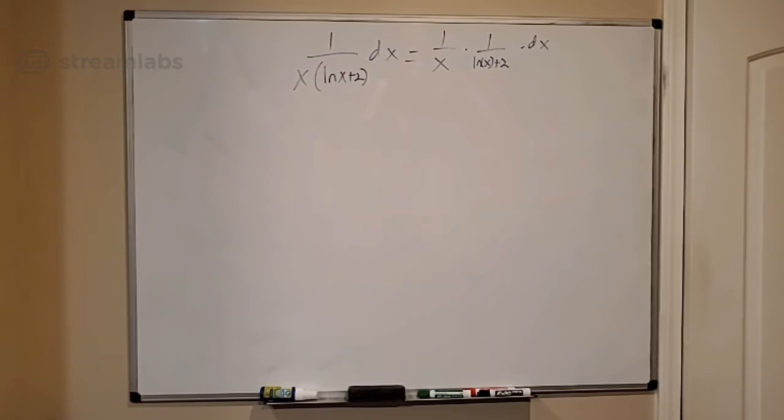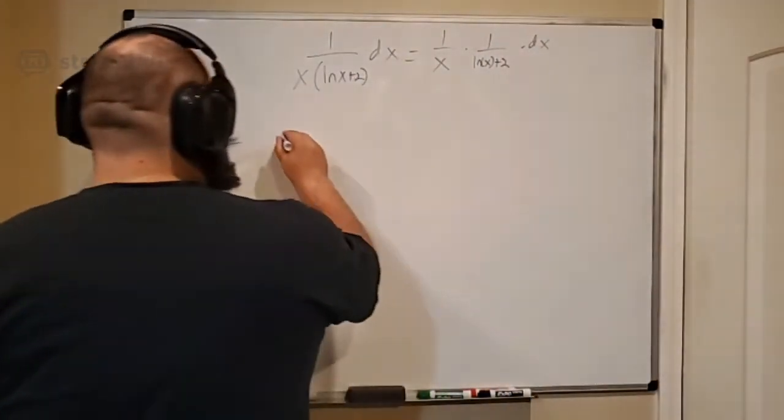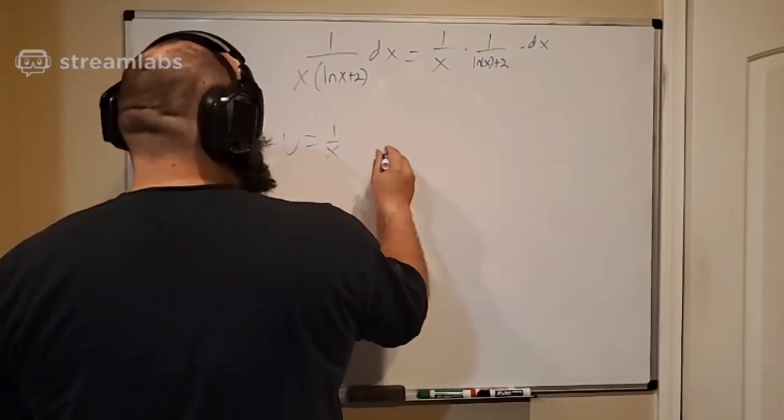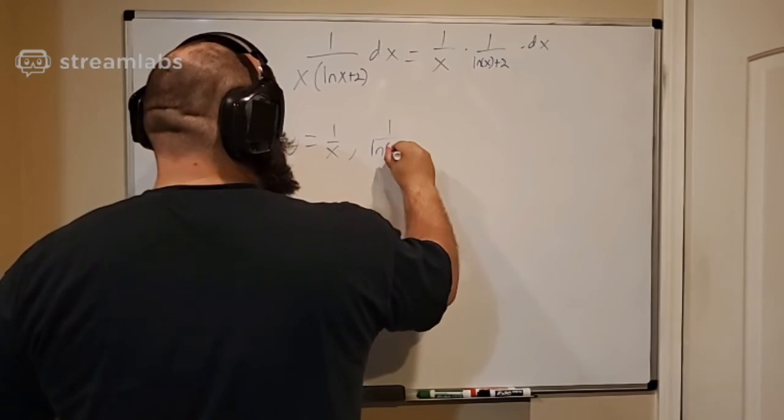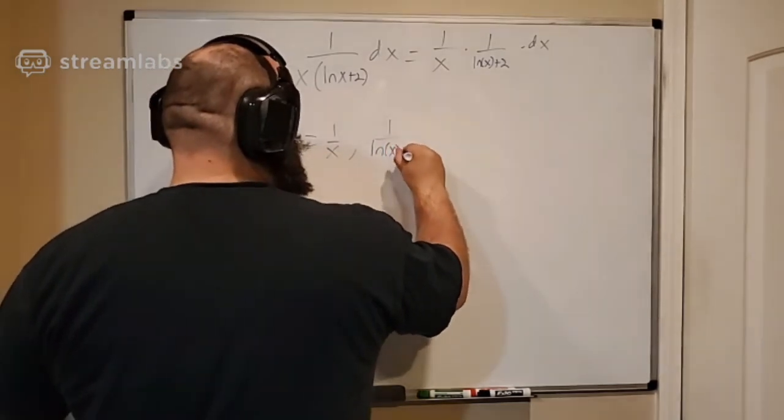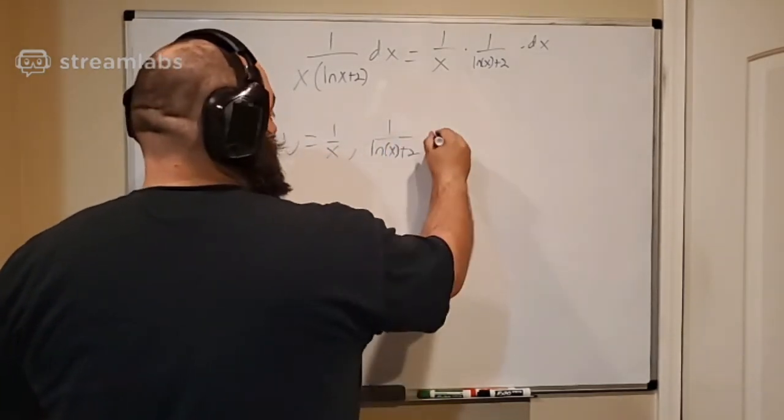So at this point you have a couple of options for your U. If you just work through them all, that's fine. It could be 1 over X. It could be 1 over ln X plus 2. It could be ln X plus 2. It could be just the denominator. Or it could be X.